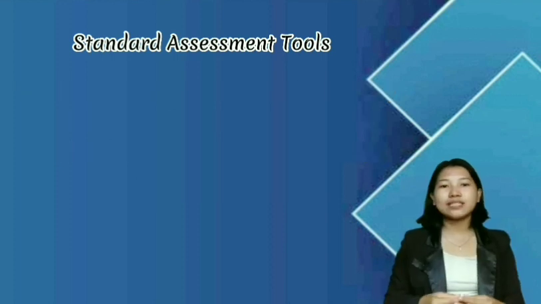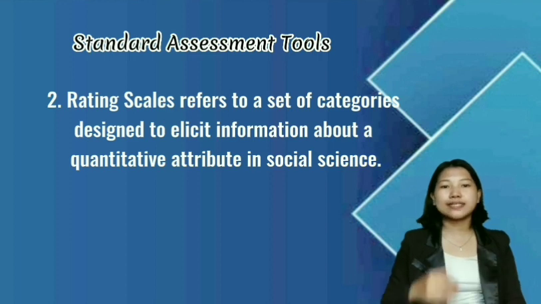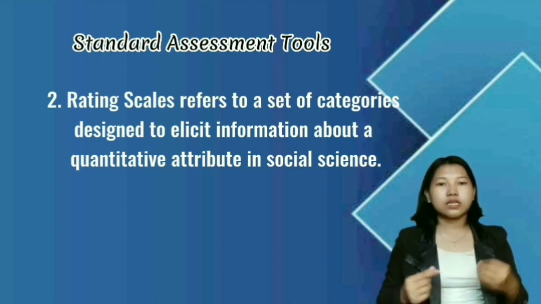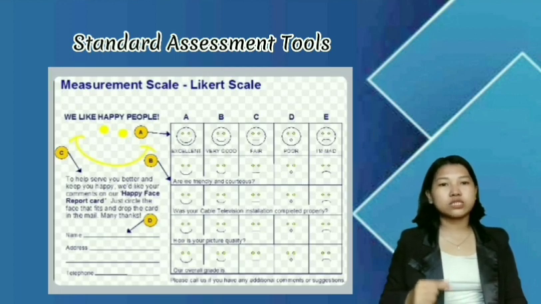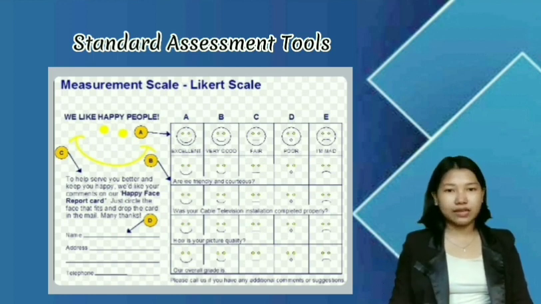Number 2 is rating scales. It refers to a set of categories designed to elicit information about a quantitative attribute in social science. The common examples are the Likert scale and the 1 to 10 scales, for which a person selects the number which is considered to reflect the perceived quality of the product.